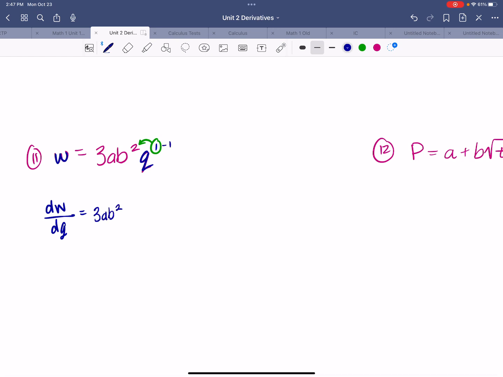And then I'm going to go ahead and power down. 1 minus 1 is 0. q to the 0 power is just 1. So anything times 1 is just itself. Okay.